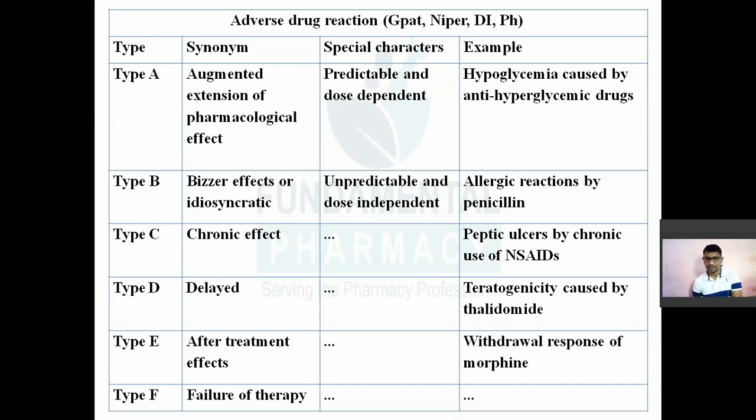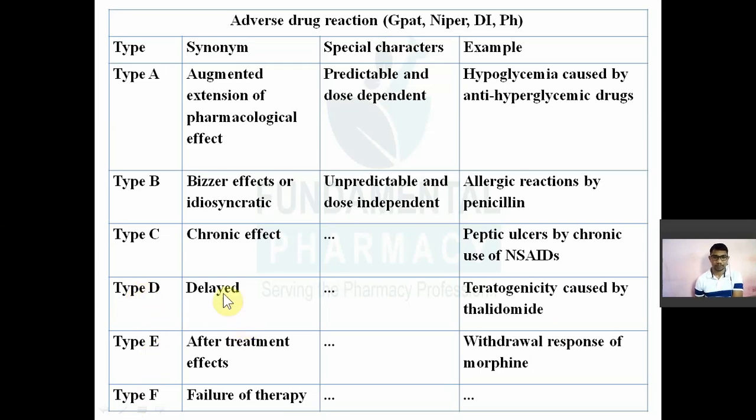Then type C is known as a chronic effect. Suppose that you are using a drug for a long period; chronic use of the drug will result in a type C adverse drug reaction. For example, you may develop a peptic ulcer, an ulcer in your stomach or an ulcer in your intestine, due to chronic use of NSAIDs, non-steroidal anti-inflammatory drugs. So that is known as a chronic type of adverse drug reaction.